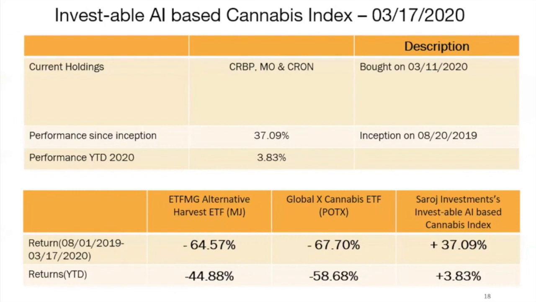Since August, MJ is down almost 65%. PODX is down over 67%. And we are in the positive by 37%. Now that's nearly a 100% swing.